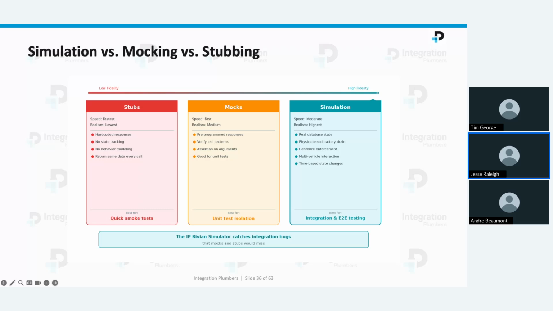It maintains vehicle state in a real database, battery levels change based on simulated driving patterns, and GPS positions are constrained by a real geofence polygon. The trade-off is complexity, but the bugs you catch at this level of testing are the ones that would otherwise only surface in production.